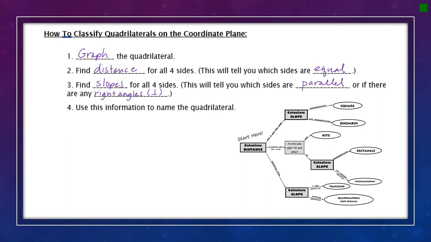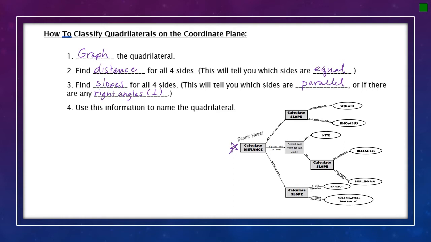And then there's this flow chart, which is actually really tiny because I had to fit it on the slide. But if you're having trouble deciding whether it's a square, rhombus, kite, rectangle, or all the other quadrilaterals, this is kind of a flow chart that will help guide you to the right answer. So the first thing it tells you right here at the start is to calculate the distances, and then depending on what your answers look like, it guides you.